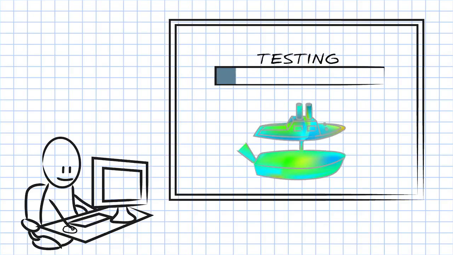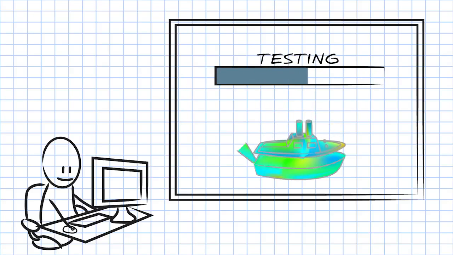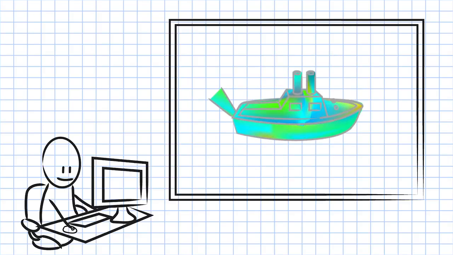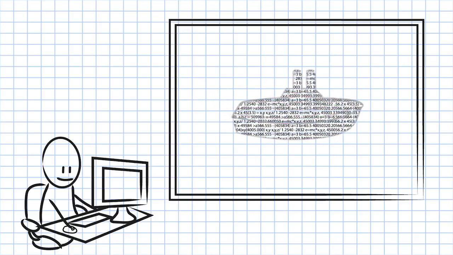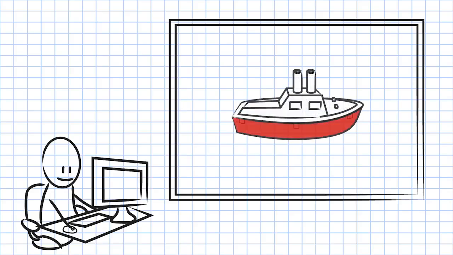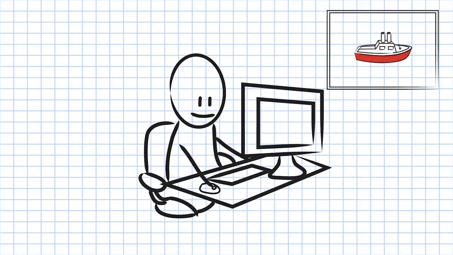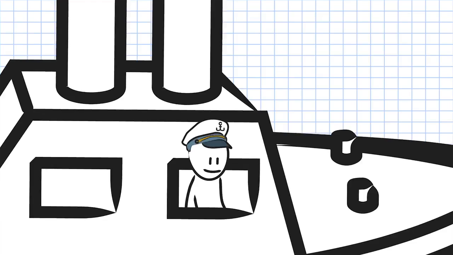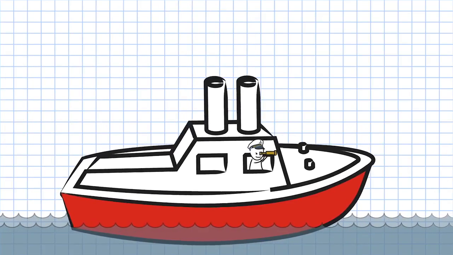SOLIDWORKS Plastics takes the complexity out of testing your designs to ensure you get the mold right the very first time. It does all of the complicated calculations for you, so you can focus on designing. SOLIDWORKS Plastics works directly within the SOLIDWORKS interface, so you can validate while you work. You'll create the best design the first time, every time.